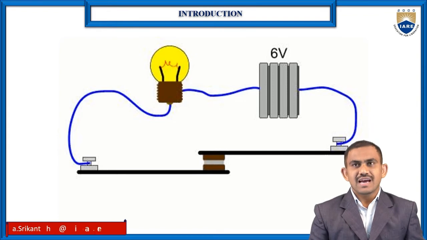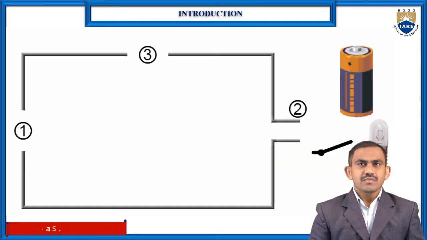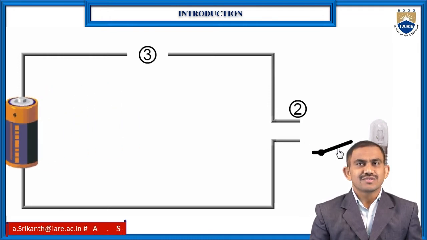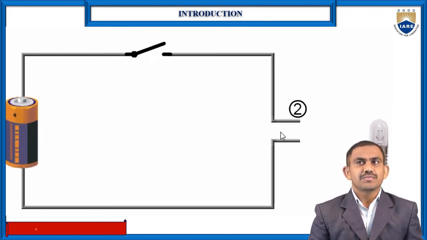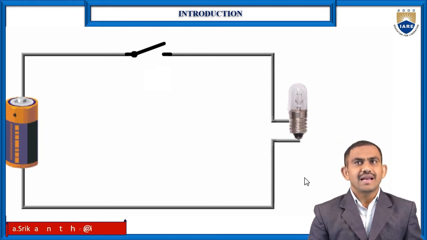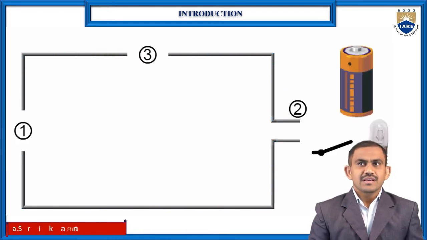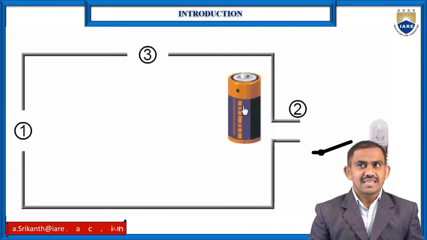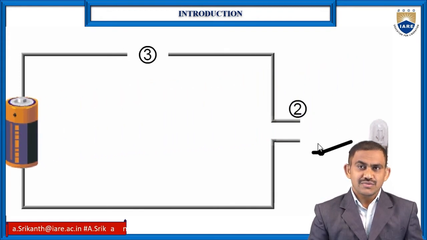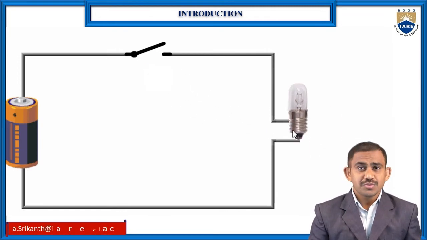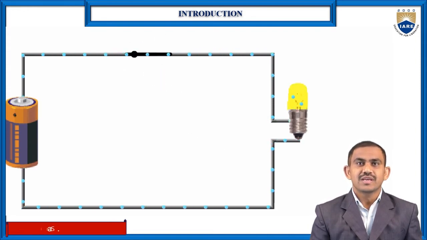Same thing here, I have one more figure. I have three things: one is a battery, second is a switch, and third is a bulb. So battery, bulb, and switch. If you operate the switch, the current flow occurs. The switch opens and closes. Open means it's an open circuit, closed means it's a closed circuit. Only when the closed circuit occurs will the current flow in the circuit.